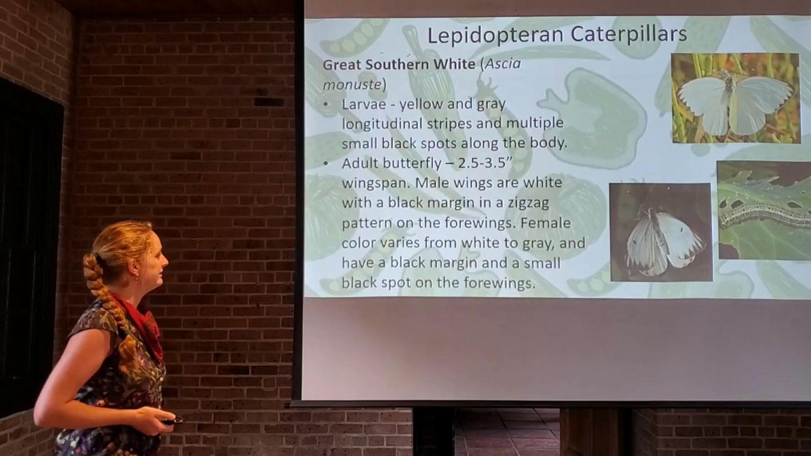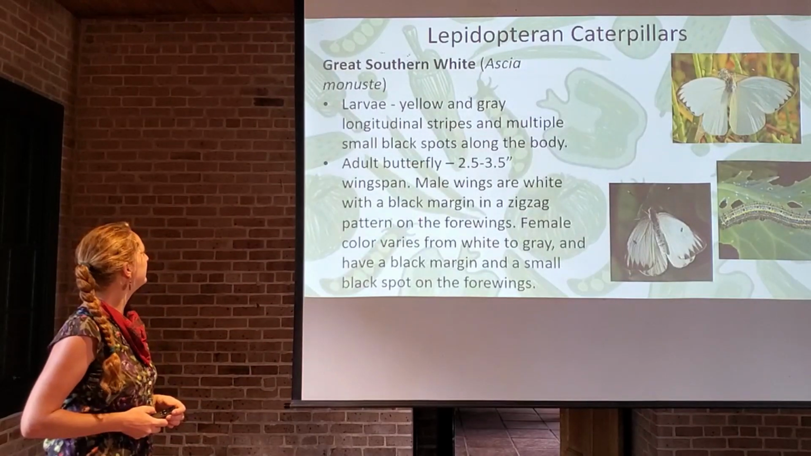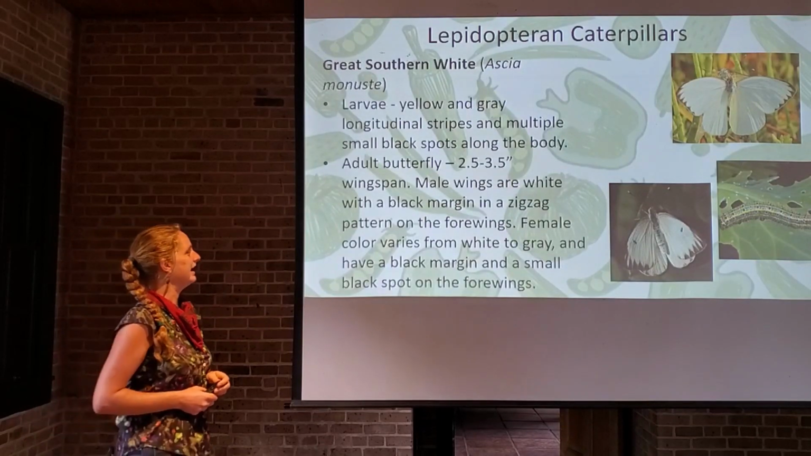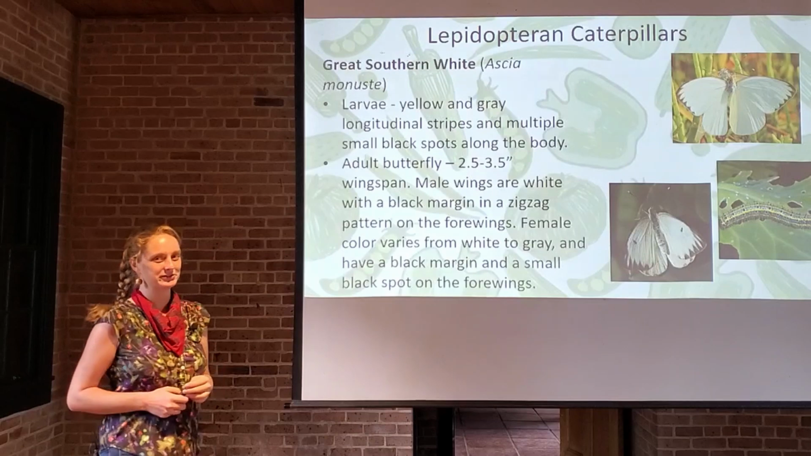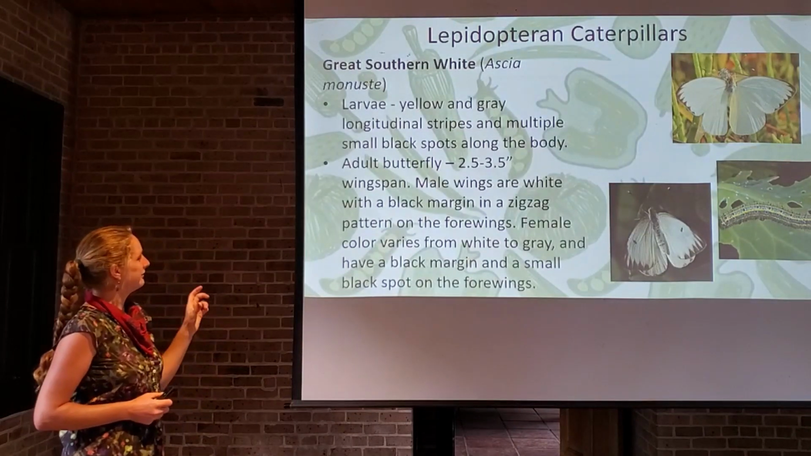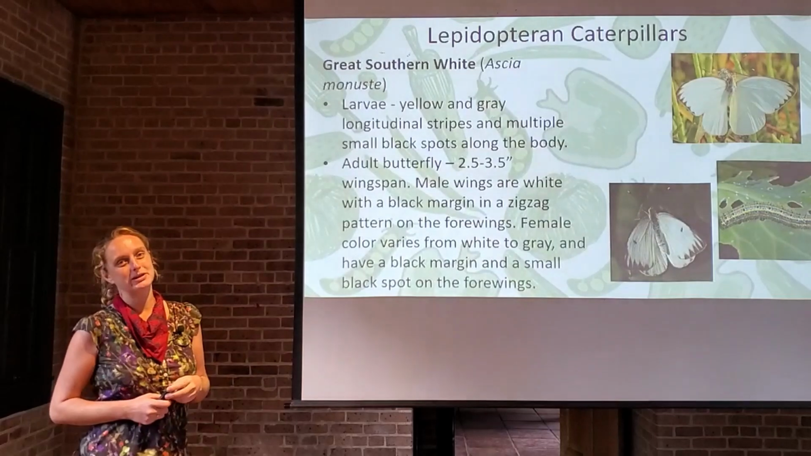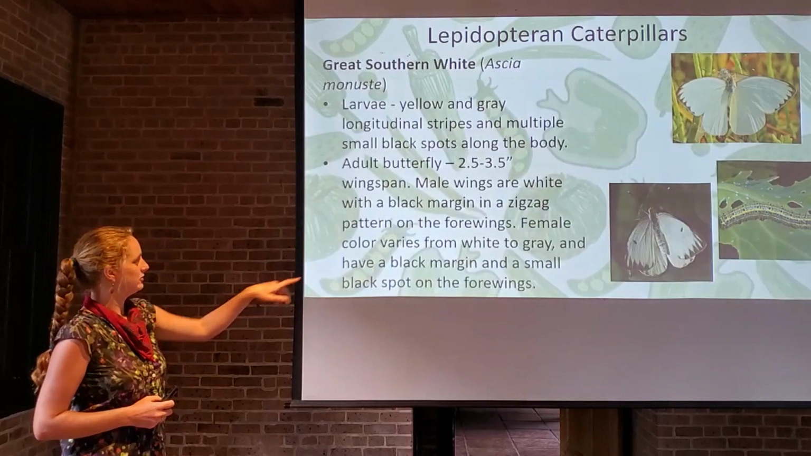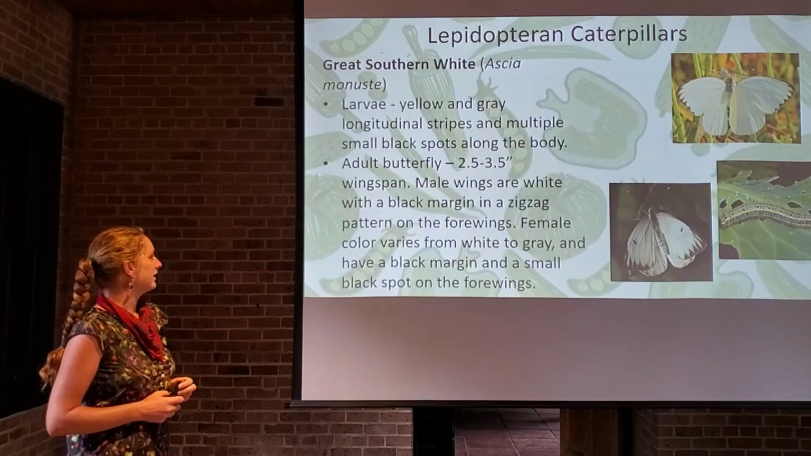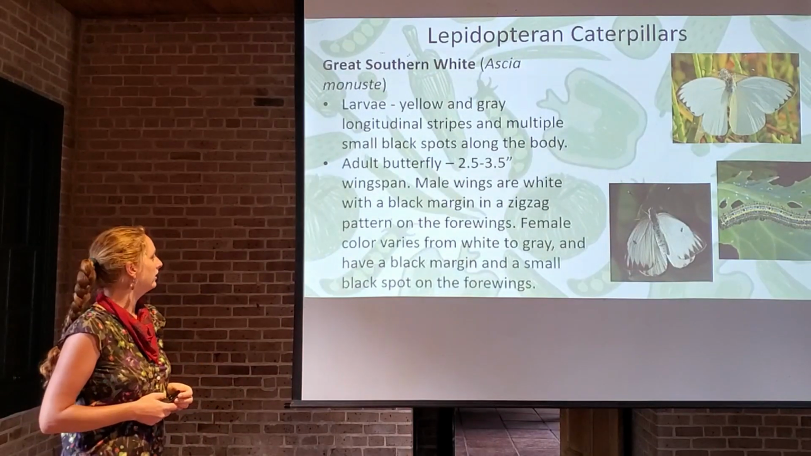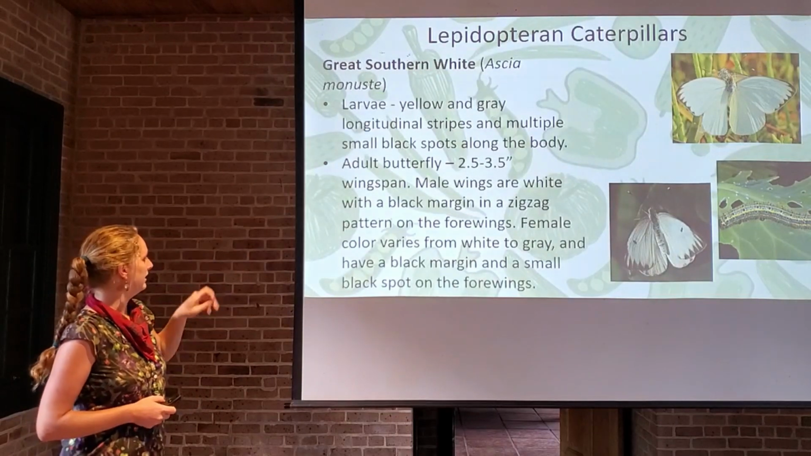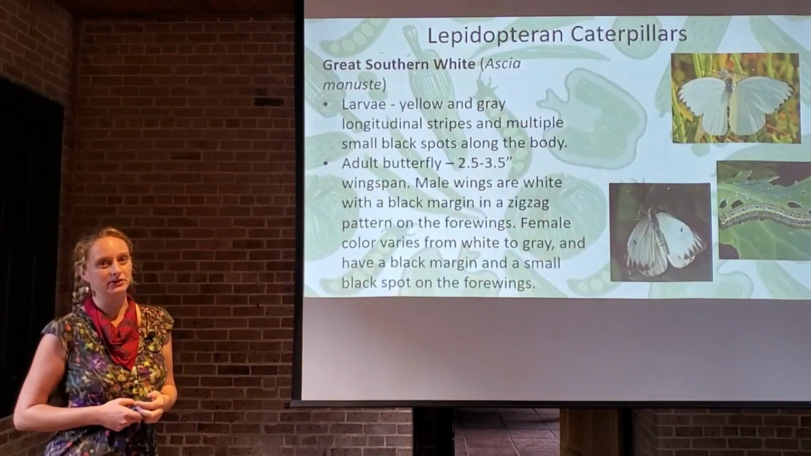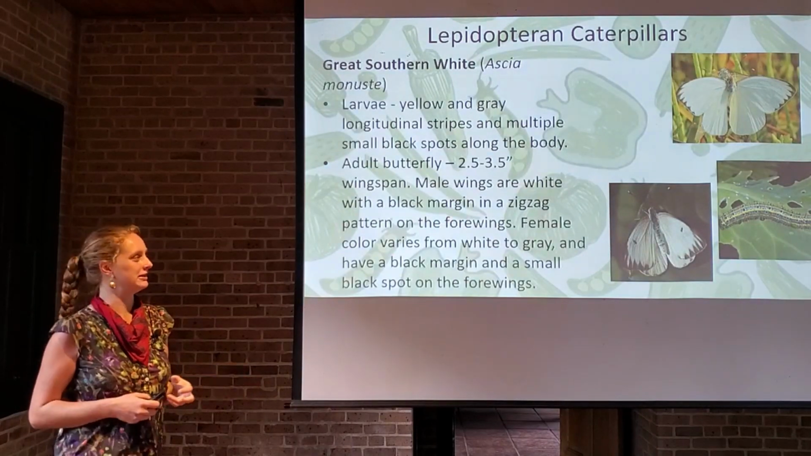The great southern white, this is actually kind of a nice looking butterfly. The larvae are kind of a yellow and gray striping, and I like seeing these because I like the butterflies personally. The adult butterfly is 2.5 to 3.5 inch wingspan, so it's a decent sized butterfly. And the male wings are white with a black margin and zigzag, and the female color varies. They can be white to kind of a gray color, and they have a black margin and a small black dot on the forewing. So you can actually tell if you've got males or females in your garden, which is just kind of a nice trivia thing to know.